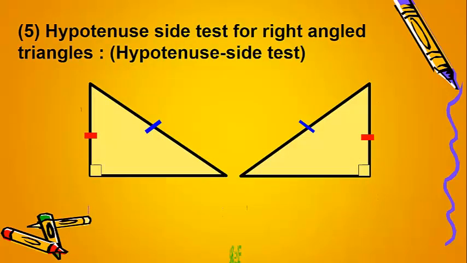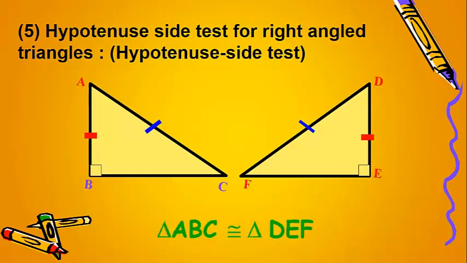And the last one is the hypotenuse side test for right angle triangles. This test is only and only applicable for right angle triangles. We know that the side opposite to the right angle is known as the hypotenuse. So if in two right angle triangles, look at the figure, the hypotenuses are marked with blue identical marks, and AB is congruent to DE. Along with these two sides, the hypotenuse should always be congruent. Then these two triangles are congruent by the hypotenuse side test.